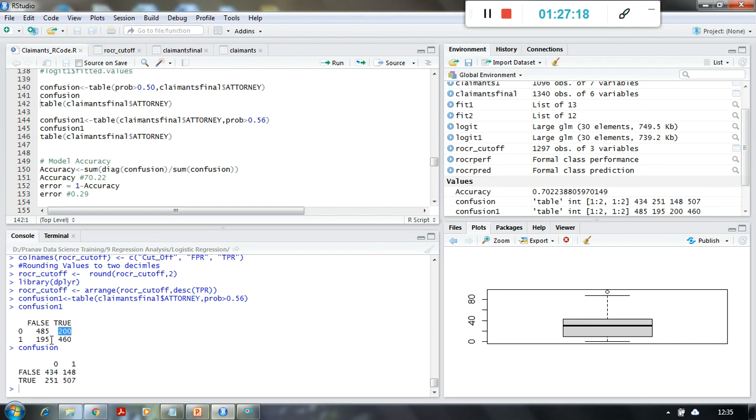My wrong predictions are 200 and 195. Earlier they were 148 and 251. And now you see over here, I have taken the predicted values on columns and the actual values on rows, whereas earlier the actual values were on columns and the predicted values were on rows.